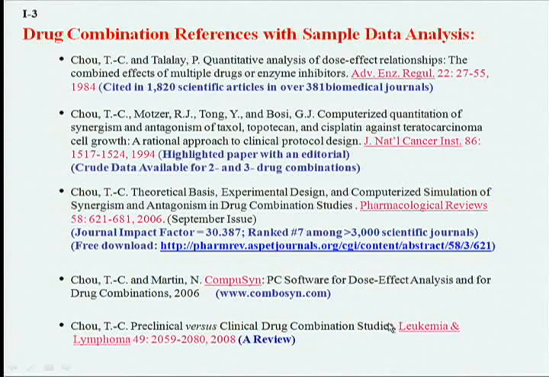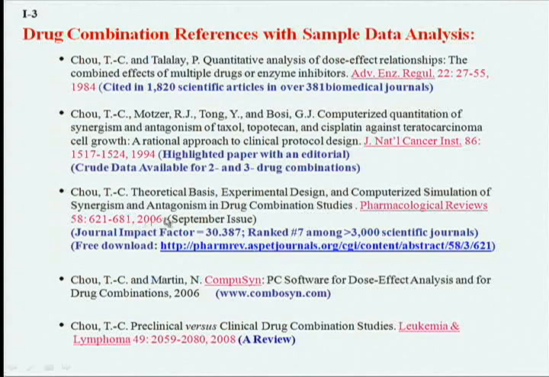Today, I'm not going to spend too much time going through all the theories, but here you can find the theory as well as application, the sample data analysis. These are major references with examples. One is Advances in Enzyme Regulation, which I just mentioned. The second one is the JNCI paper, which is highlighted with an editorial, which gives crude data for 2 and 3 drug combination. I may give this later as an example for presentation.